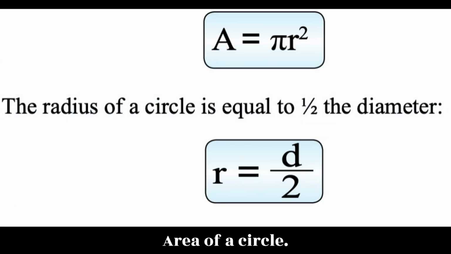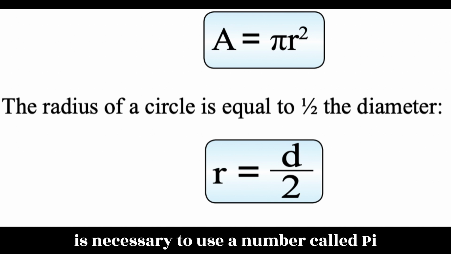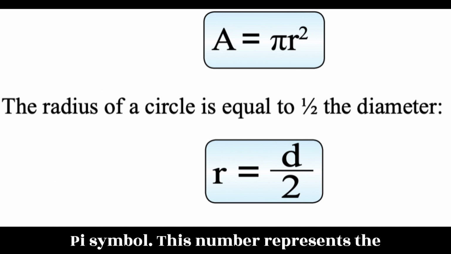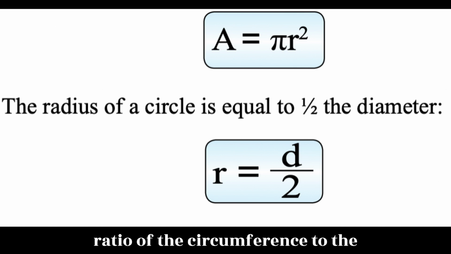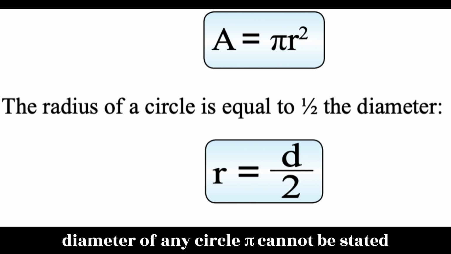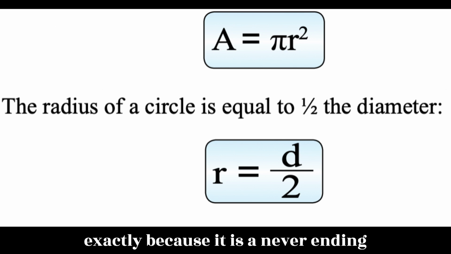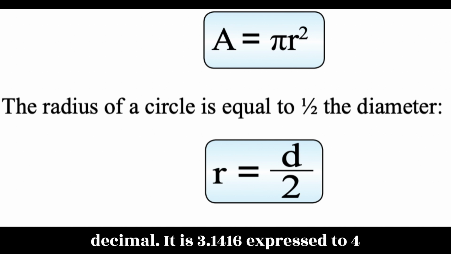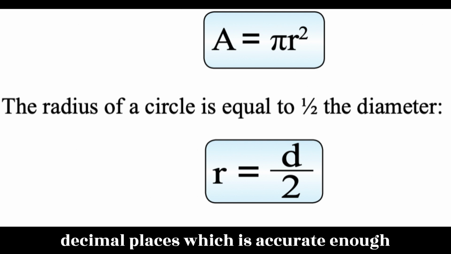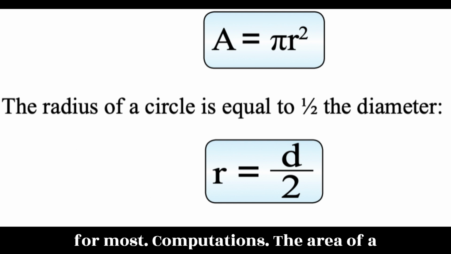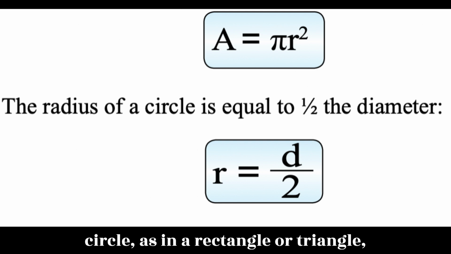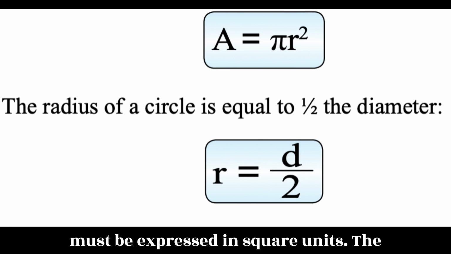Area of a circle. To find the area of a circle, it is necessary to use a number called pi, symbol π. This number represents the ratio of the circumference to the diameter of any circle. Pi cannot be stated exactly because it is a never-ending decimal. It is 3.1416 expressed to 4 decimal places, which is accurate enough for most computations. The area of a circle, as in a rectangle or triangle, must be expressed in square units.